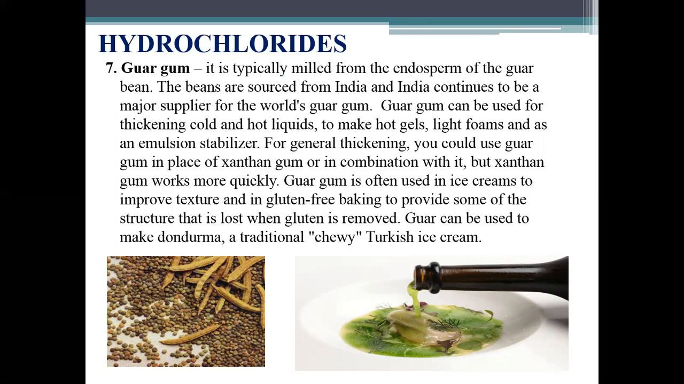Guar gum can be used for thickening cold and hot liquids, to make hot gel, and as an emulsion stabilizer. For general thickening, you could use guar gum in place of xanthan gum or in combination with it, but xanthan gum works more quickly. Guar gum is often used in ice cream to improve texture, and in gluten-free baking to provide some of the structure that is lost when gluten is removed. Guar gum can be used to make dondurma, a traditional chewy Turkish ice cream.